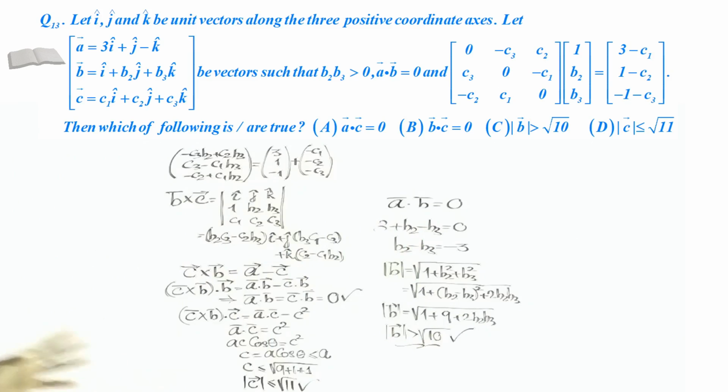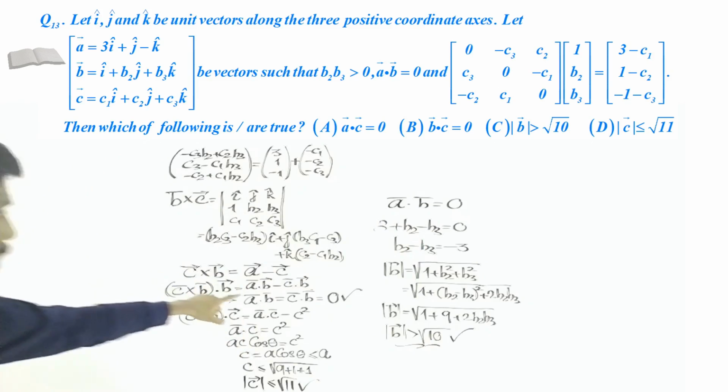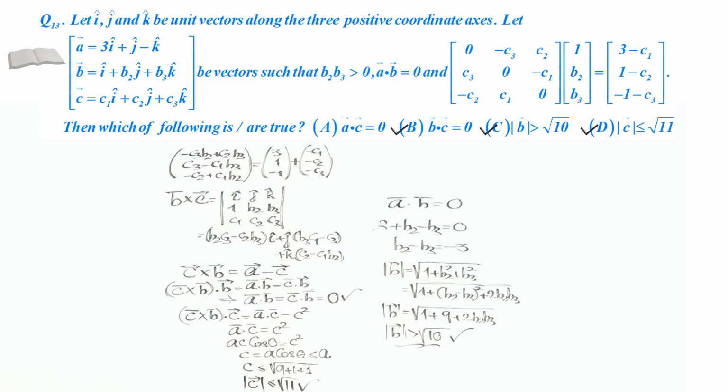So the magnitude of B is greater than root 10, and also the magnitude of C is less than or equal to root 11, and then B dot C is also 0. So this is the answer.